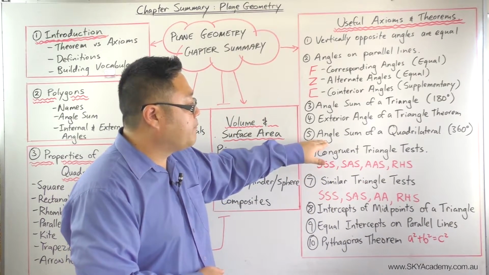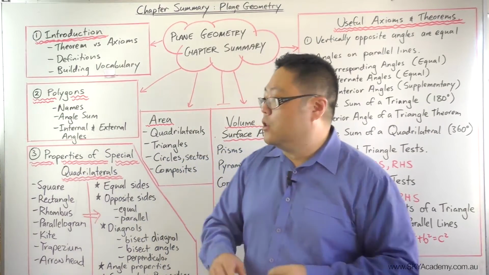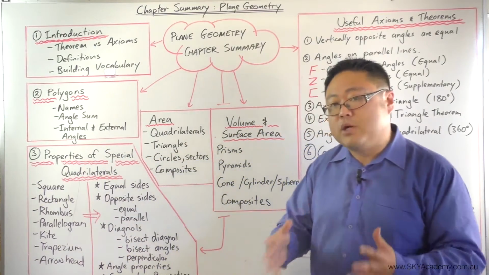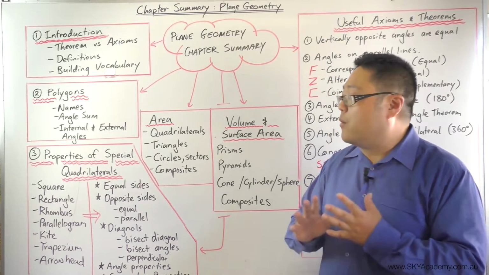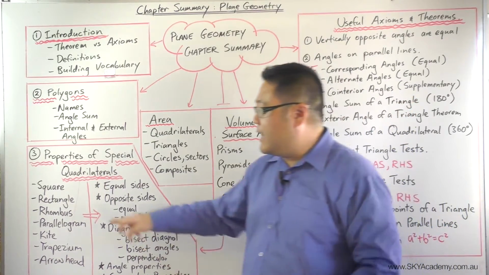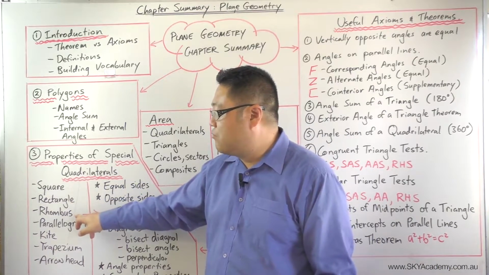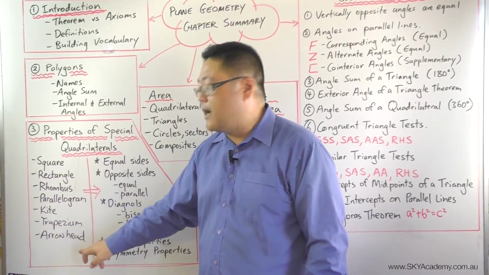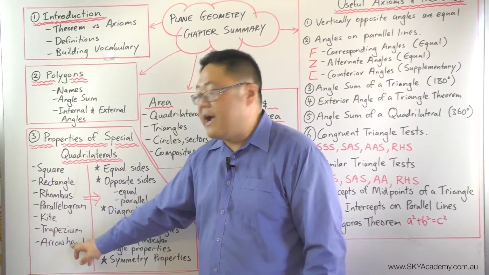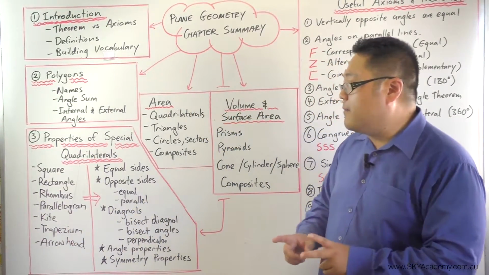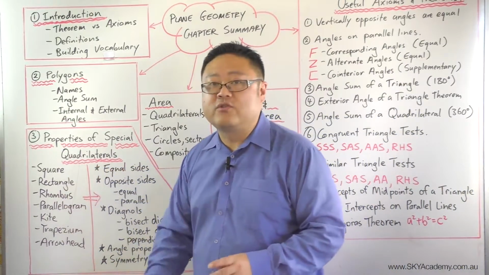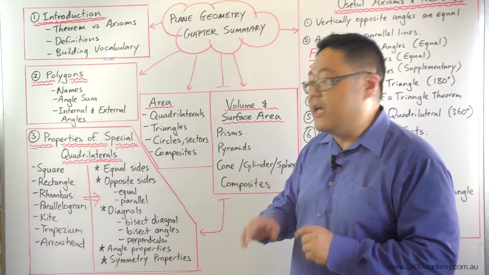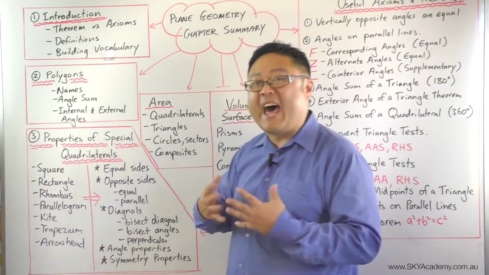After that, we looked at some properties of special quadrilaterals, and some of the special quadrilaterals that we went through that we will need to be aware of are squares, rectangles, rhombuses, parallelograms, kites, trapezia or trapeziums, and arrowheads. So we looked at some of the special properties that each of these special quadrilaterals have, right?